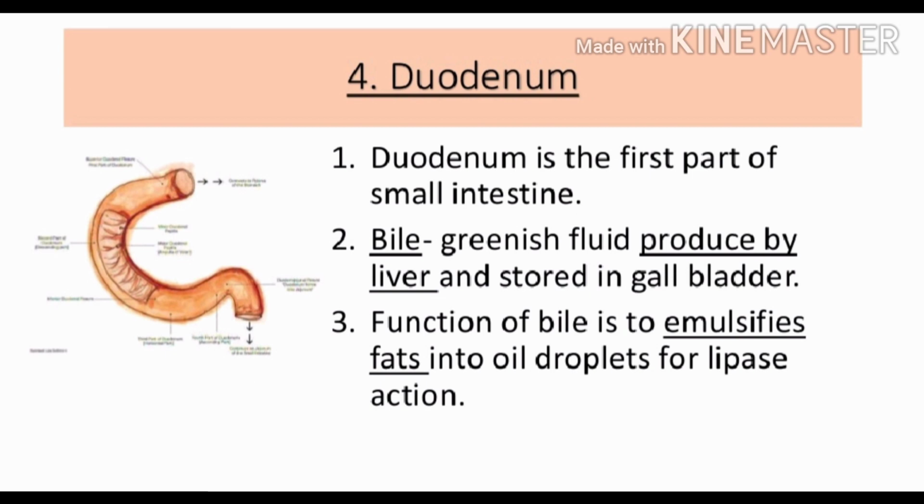Students, the next part of human digestive tract is duodenum. It is the widest, shortest, about 25 cm, and most flexed part of small intestine. It forms a C-shaped curve. It receives the bile and pancreatic duct. Bile is a greenish fluid produced by liver and stored in gallbladder. Function of bile is to emulsify fats into oil droplets for lipase action.